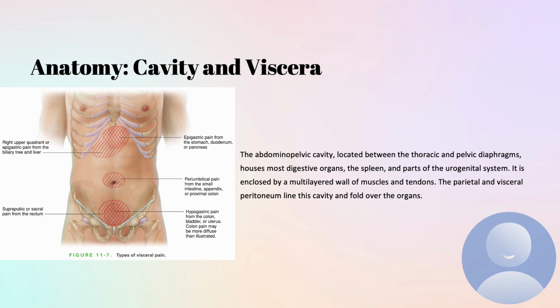The abdominopelvic cavity is located between the thoracic and pelvic diaphragms. It houses most of our digestive organs, the spleen, as well as parts of the urogenital system. It's enclosed by a multi-layered wall of muscles and tendons. The parietal and visceral peritoneum line this cavity and fold over the organs.